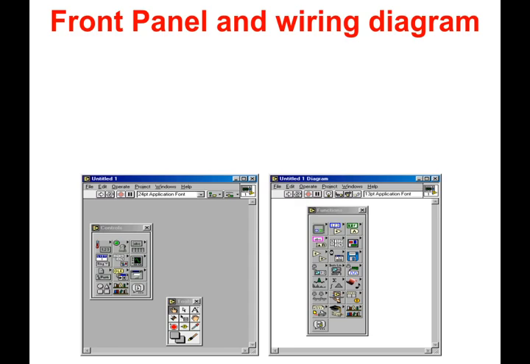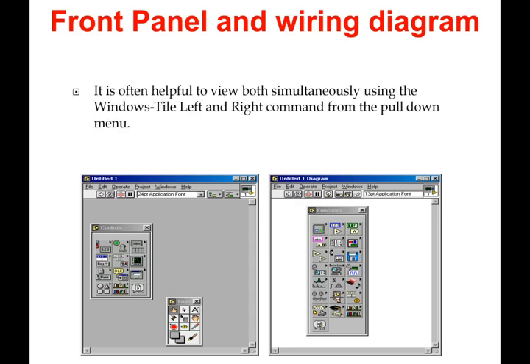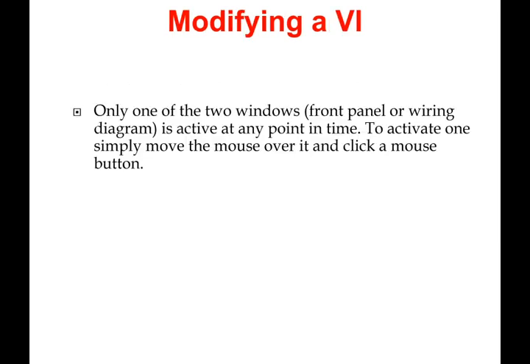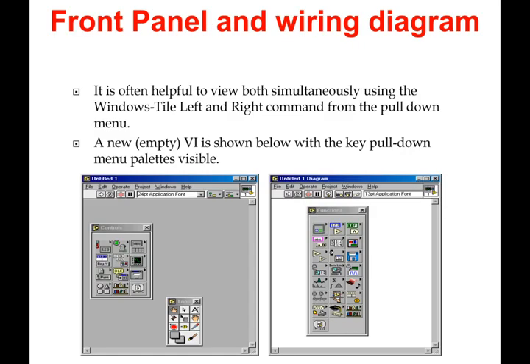This is a simple representation of the front panel and wiring diagram. It is often helpful to view both of these simultaneously. Just snap the windows to different sides of your display. Modifying a VI is done through modifying not the front panel but your block diagram panel, essentially this one, and then it will automatically be modified in your front panel.